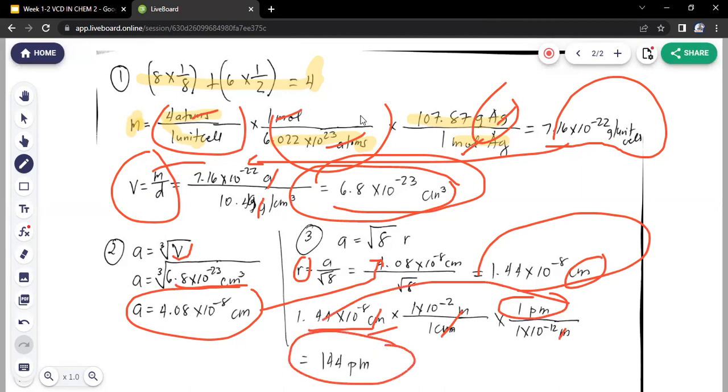All right. So that is how you find the radius in a face-centered cubic cell crystal system.